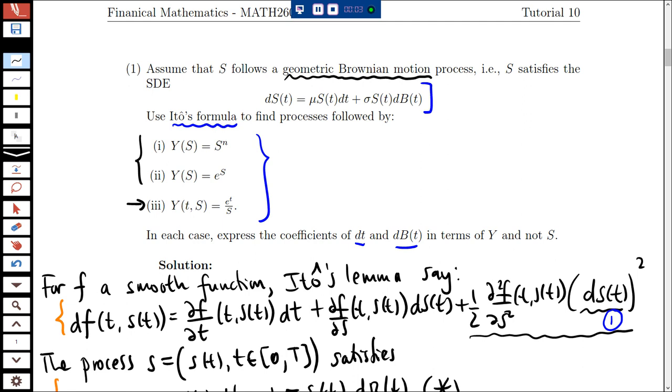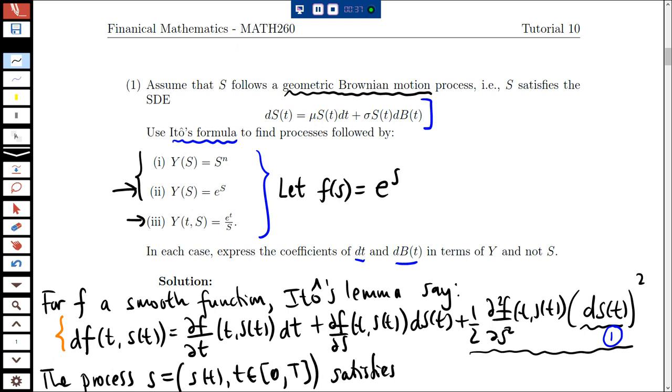Hi everyone, so we're up to tutorial 10, question 1, part II. We're asked to find the process described by y of s is e to the s. So we can see that the process only depends on s, doesn't depend on t. So similar to the previous question, we're going to use Ito's formula. And we're going to take a look at the function f of s equals e to the s.